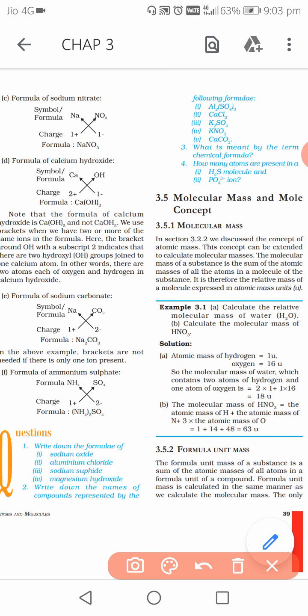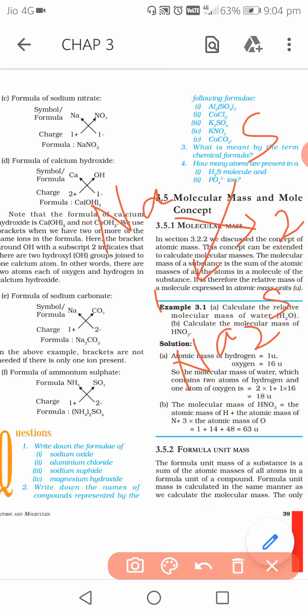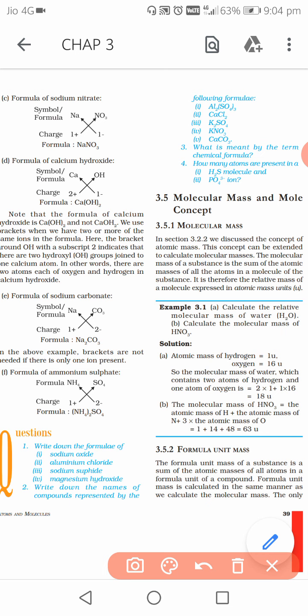Next, sodium sulfide. Sulfide is only S, so this thing you remember: sulfide is S, sulfate is SO4. Okay, so here Na will be 1, this is 2 negative, so it goes like this. So the formula is Na2S, sodium sulfide. Next one is magnesium oxide, magnesium hydroxide. This magnesium hydroxide you have done.